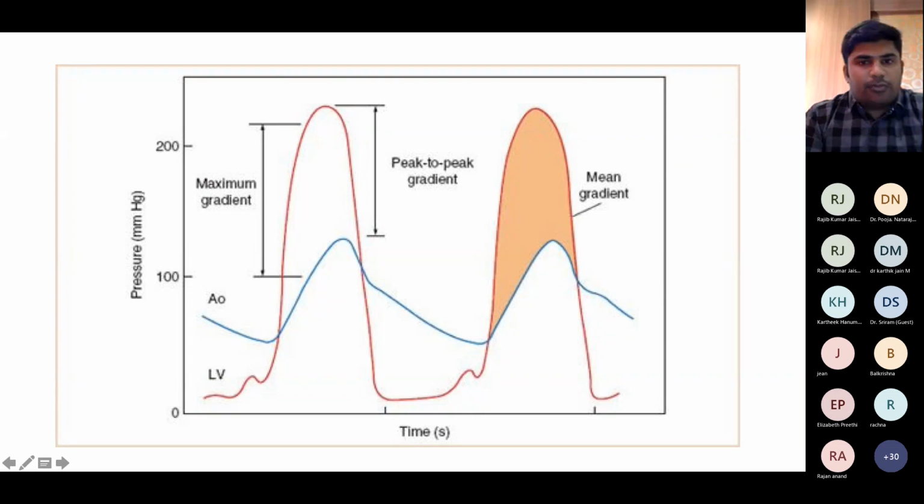In order to avoid this confusion, the average of all the gradients throughout systole can be measured, and this average gives what is called the mean gradient. Nowadays, all the recommendations for valves are based on the mean gradients rather than the peak gradients.